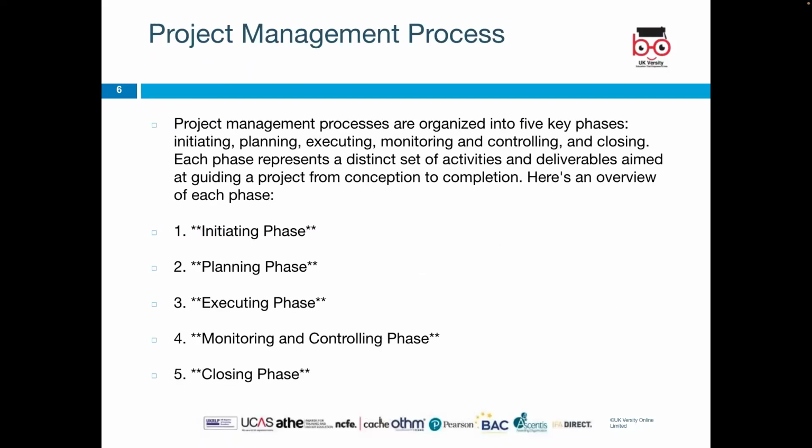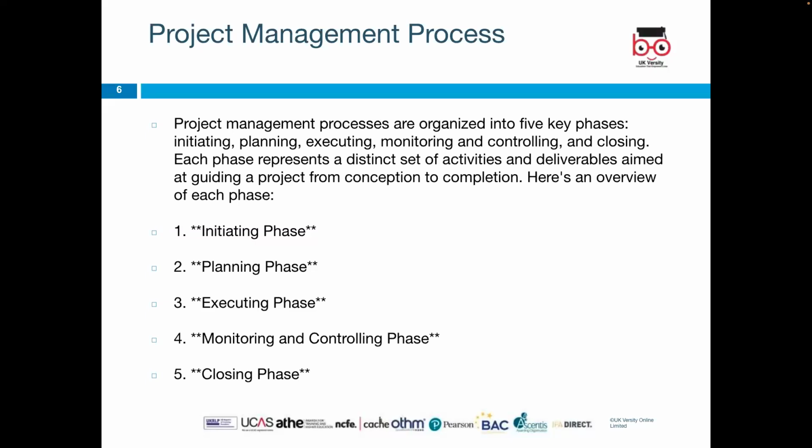So the next thing we'll be looking at is the project management process. I think there are 5 of them. Project management processes are organized into 5 key phases: initiating, planning, executing, monitoring and controlling, and closing. So the first one is initiating, followed by planning, executing, monitoring and controlling, and closing.